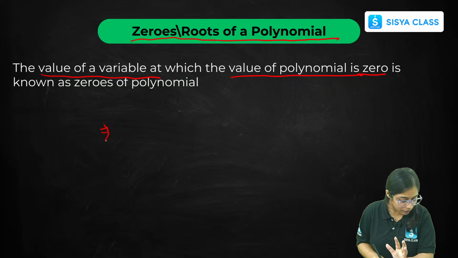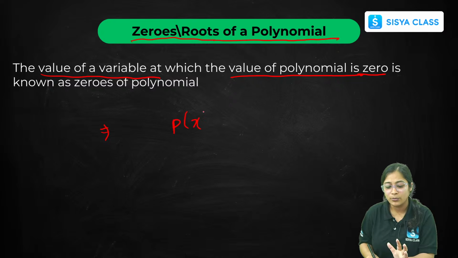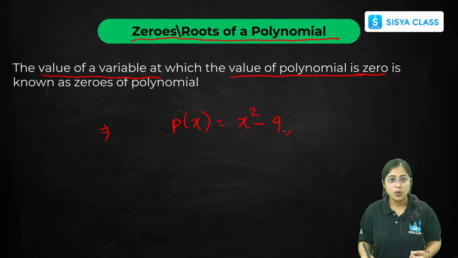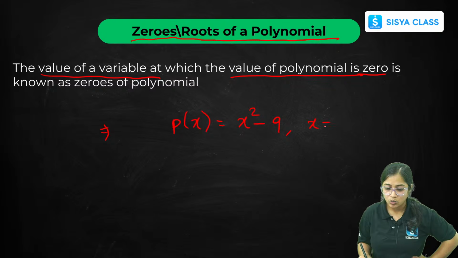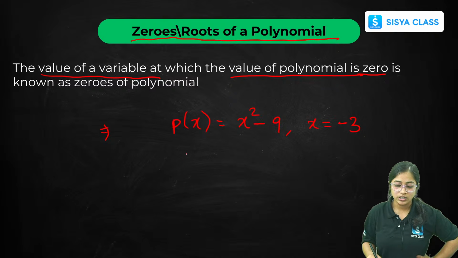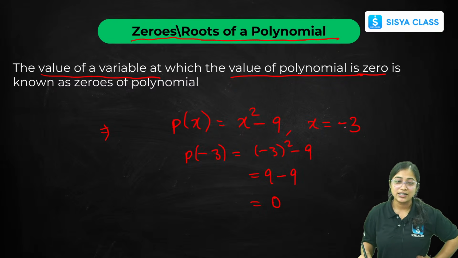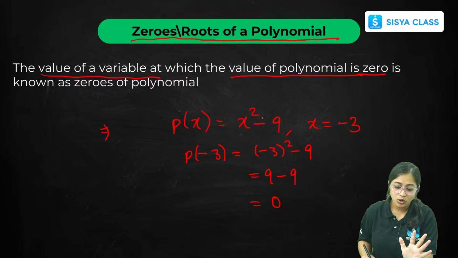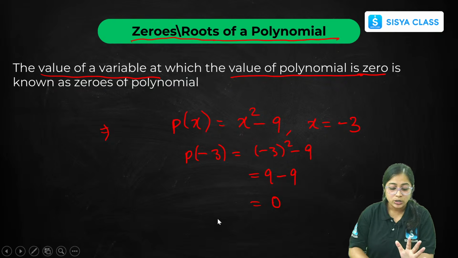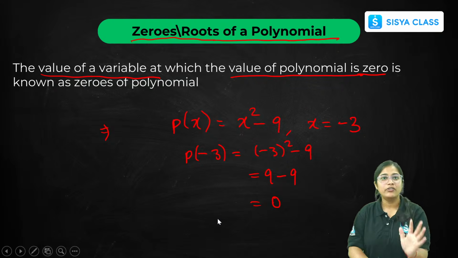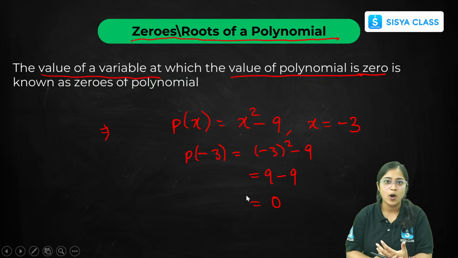For example, if I give you this polynomial p(x) equal to, let's suppose, x square minus 9, what are the zeros of this polynomial? If we substitute x equal to minus 3 here, what do we get? P(minus 3) equals minus 3 square minus 9, that is 9 minus 9, and it is 0, right? So this minus 3 is a zero of this polynomial. Got it? I think this is clear to everyone, what zeros and roots of a polynomial are.